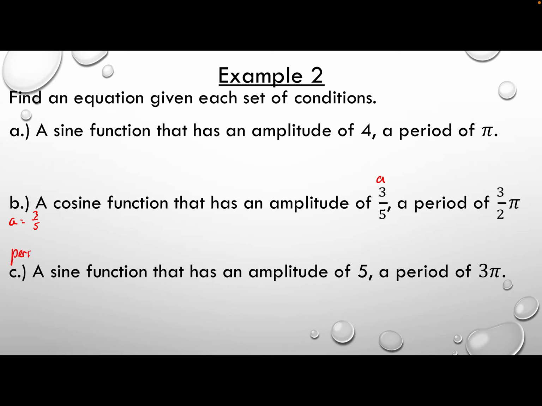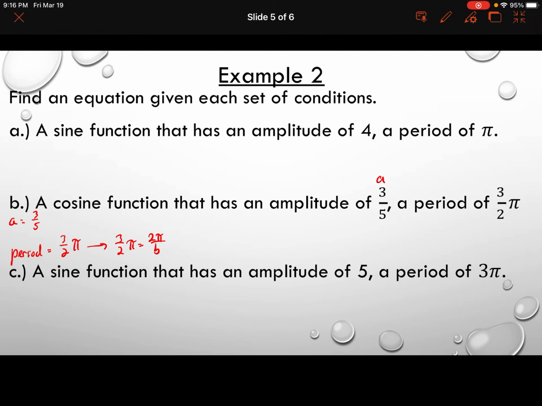So remember the period is equal to 3 over 2 pi, and we also know that the period is equal to 2 pi over b. So 3 over 2 pi is equal to 2 pi over b. Now let's solve it like we did in the previous problem. Let's multiply both sides by b. So that cancels out, and we are left with b times 3 over 2 pi is equal to 2 pi.